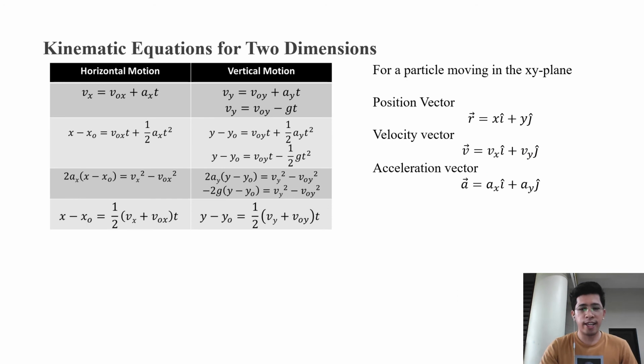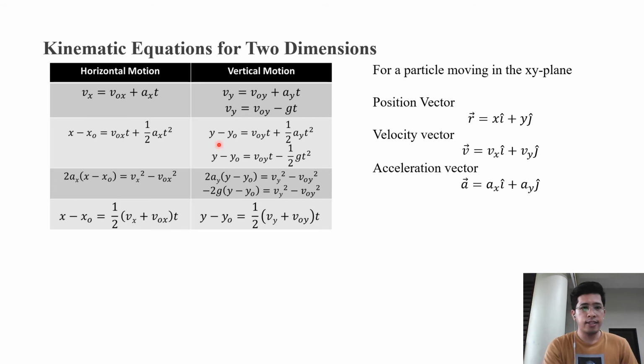So we have here again your four equations of motion for constant acceleration. We have them for your horizontal motion and for your vertical motion. And for a particle moving on the xy plane, we have described your position vector earlier. We have your vector r is equal to x i hat plus y j hat. And your velocity vector v is equal to vx i hat plus vy j hat. And then your acceleration vector a is equal to ax i hat plus ay j hat.